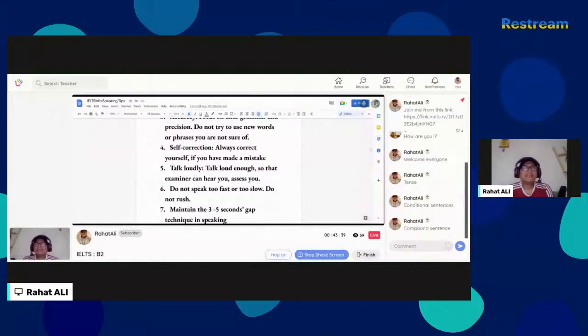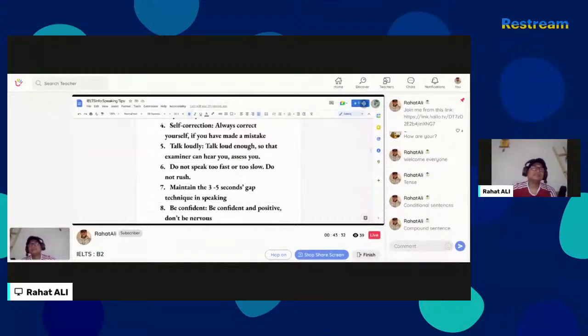Okay, the next topic is the maintain 3 to 5 seconds gap technique. People do not understand what 3 to 5 seconds gap means. I should say maximum 10 seconds gap. It means that you have been asked a question, say the impact of global warming, and you have only vague knowledge about global warming. Now you're saying global warming is, then you have stopped. 1 second is gone, 2 seconds, 3, 4, 5, 6, 7, 8, 9, 10. Then you have started speaking again.